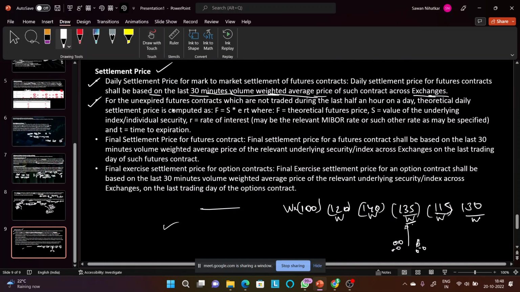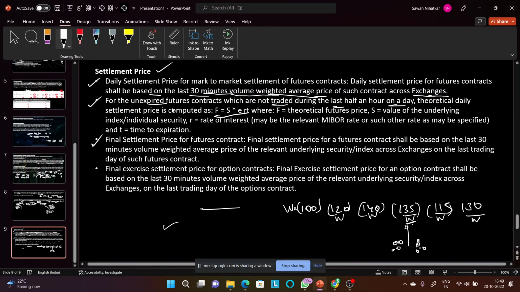Moving forward, for unexpired futures contracts which are not traded during the last half an hour on the day, so if it is not traded in the last 30 minutes, we compute it theoretically, which is S multiplied by e to the power RT. Again, same formula for the theoretical futures price.